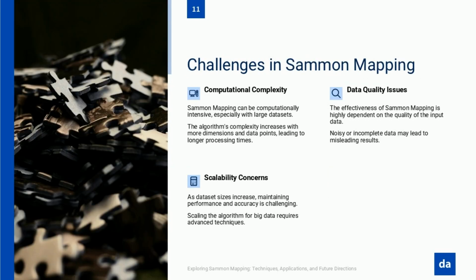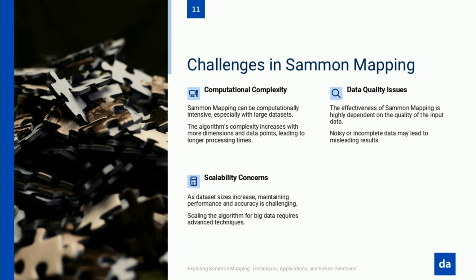Despite its many advantages, Sammon mapping is not without challenges. One of the most significant limitations is computational complexity. The optimization process is iterative and time-consuming, making it difficult to scale for very large datasets. Unlike PCA, which can handle massive datasets with ease, Sammon mapping struggles with efficiency as data size increases.